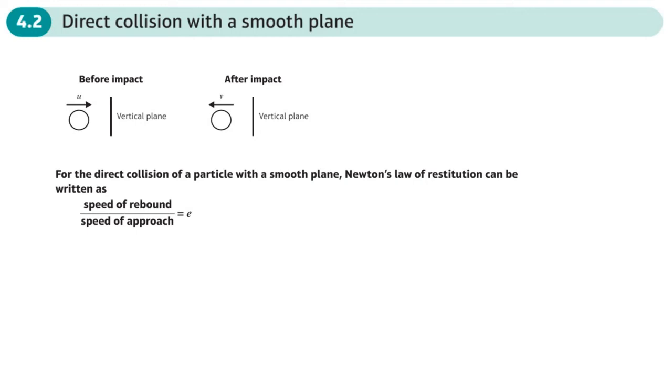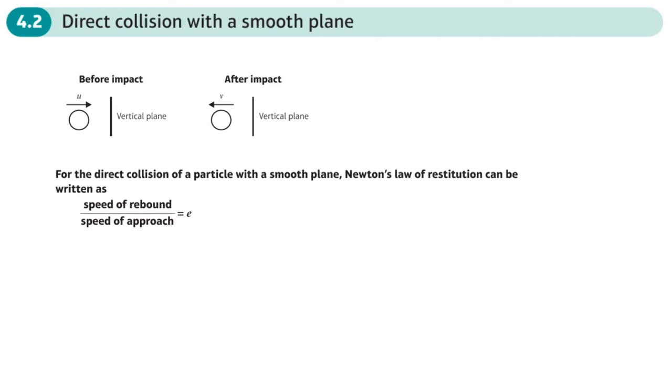This is the second section of elastic collisions in one dimension, and we're looking at basically objects colliding with a smooth vertical wall, if you like. Imagine throwing a ball at a wall and it just bounces off. We can still work out the impulse like we did before. We can also look at the coefficient of restitution.